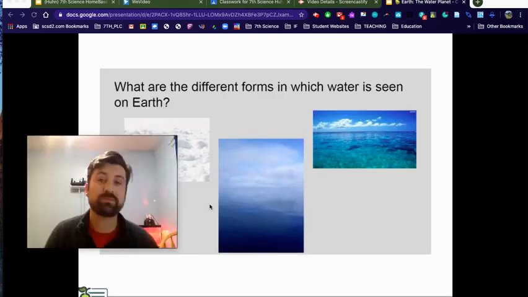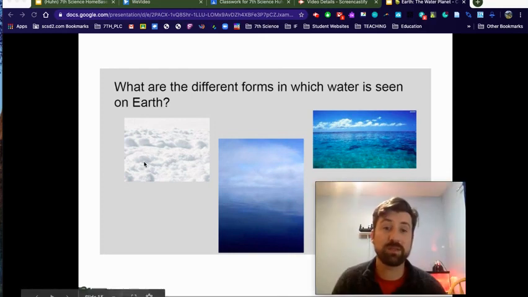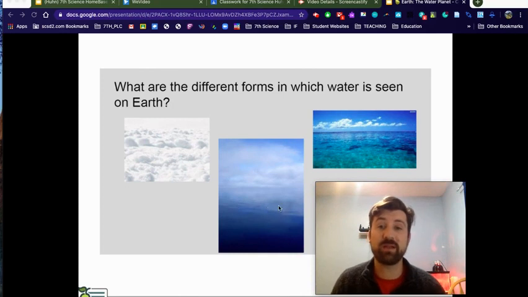So we can see there's 3 different states of water. There's solids like snow or ice. There's water vapor that's in the air and the atmosphere around us. And then there's liquid water like in the oceans and lakes and swamps.